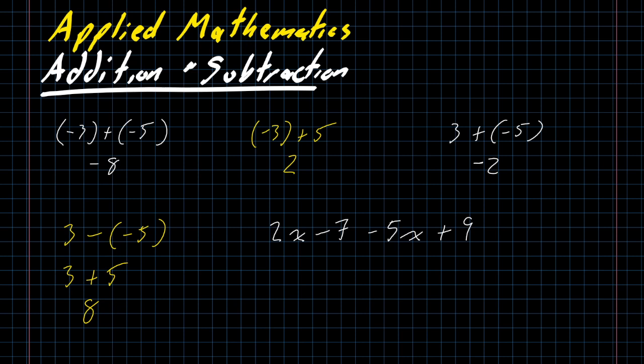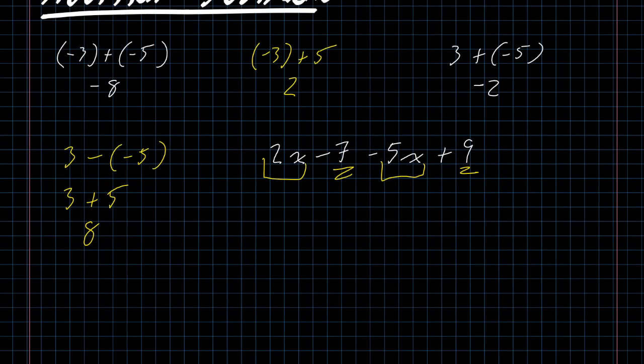I have a couple of like terms, right? Terms that have the same variable factor. In this case, the 2x and the 5x both have x. The 7 and the 9 are both constant. If those like terms were together, we could combine them in order to simplify the expression. But because of the subtraction, that's actually a problem.